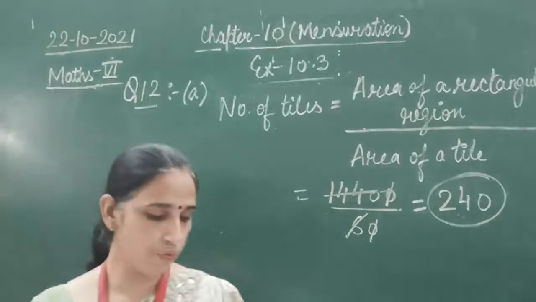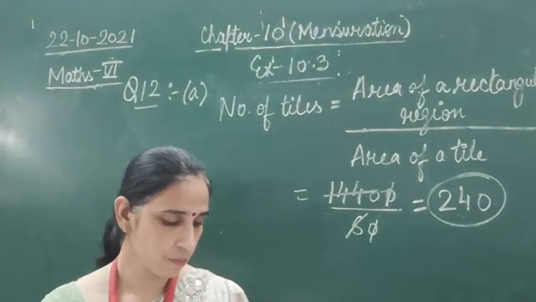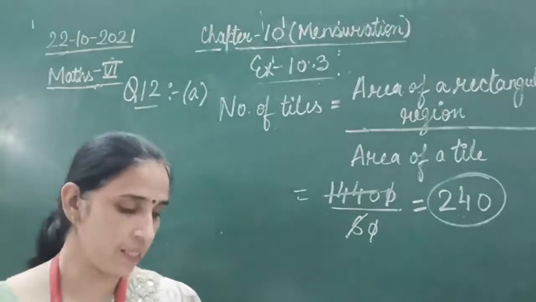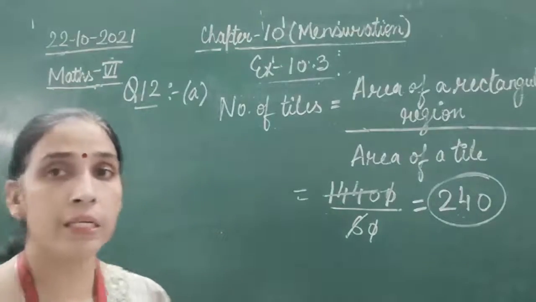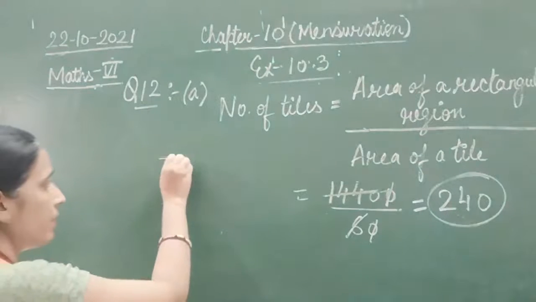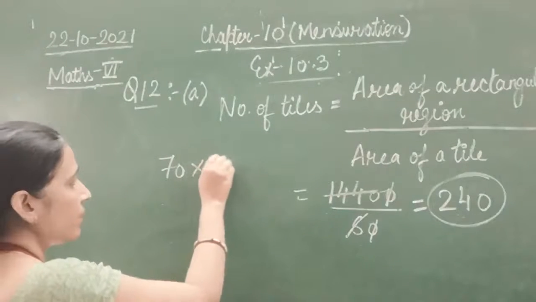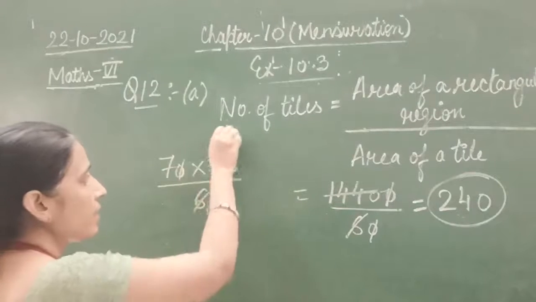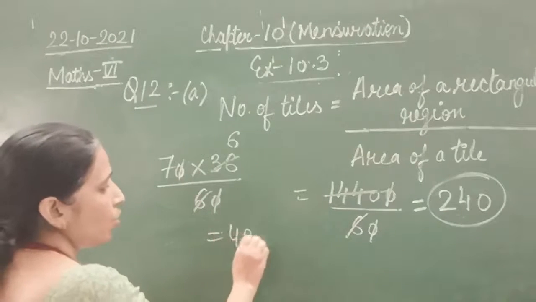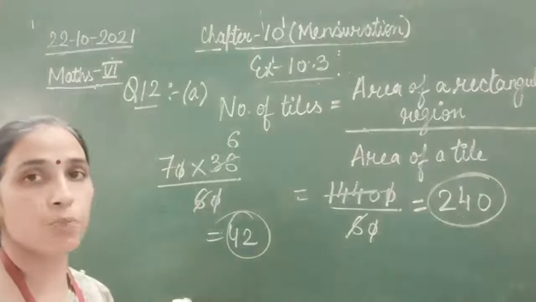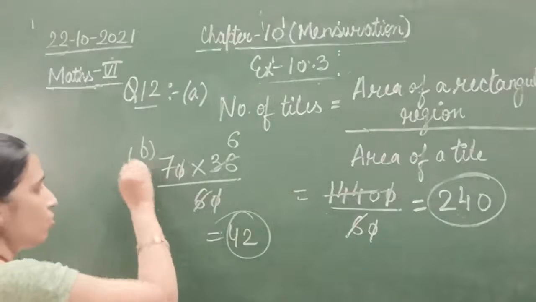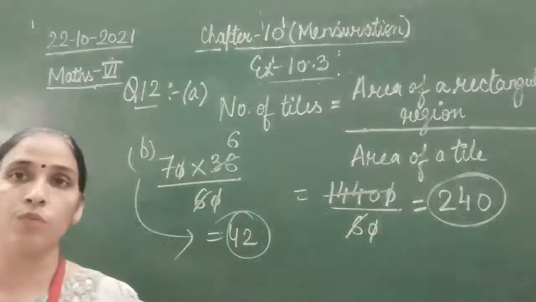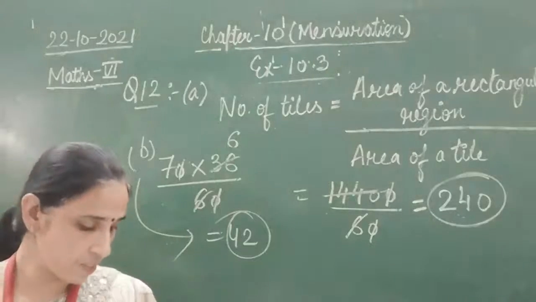So the same kind of question is the B part, that is 70 centimeter and 36 centimeter again. 70 centimeter into 36 centimeter divided by 60. So you will be getting this: 6 6s are 36, 7 6s are 42. 42 tiles are required. So by this you can do the B part also. So what is the answer of B part? That is 42. So I hope this question number 12 is clear to you all.